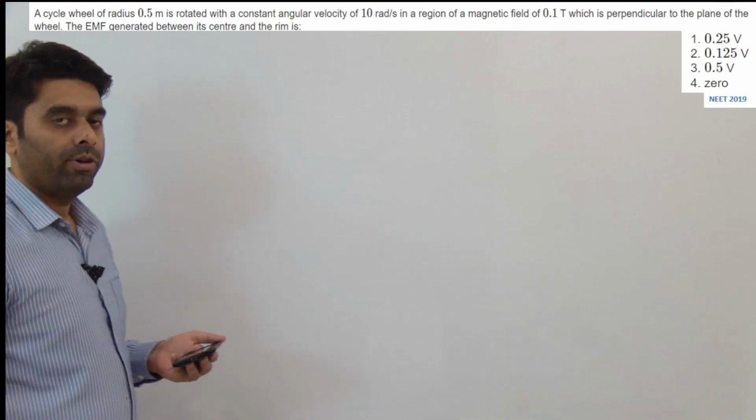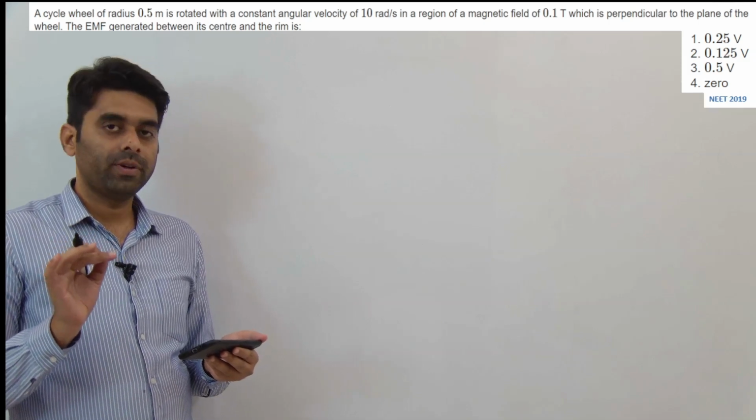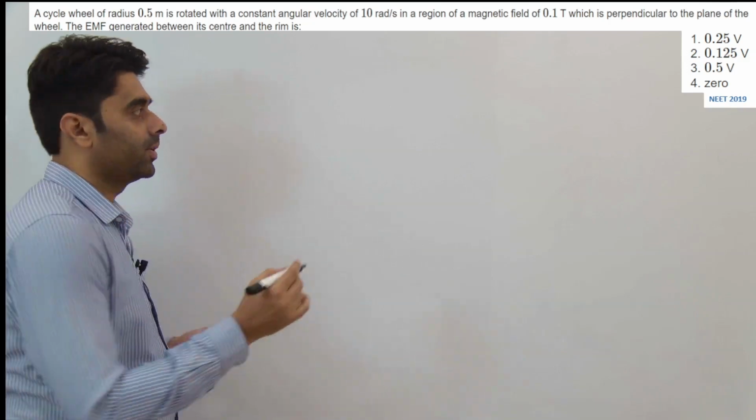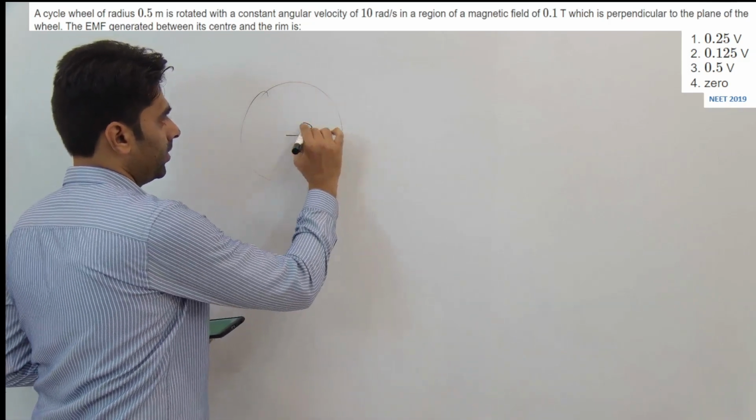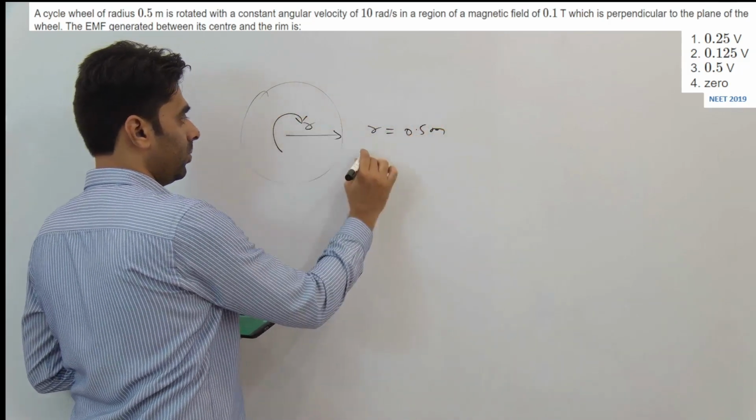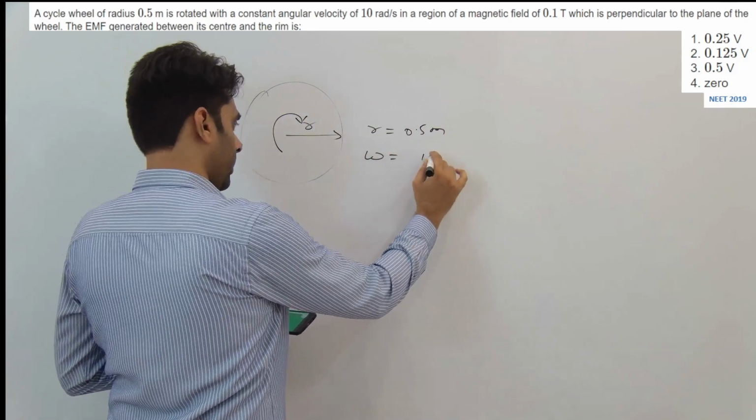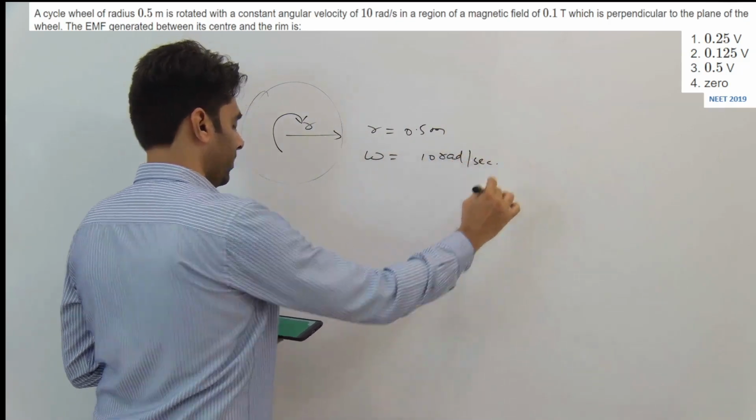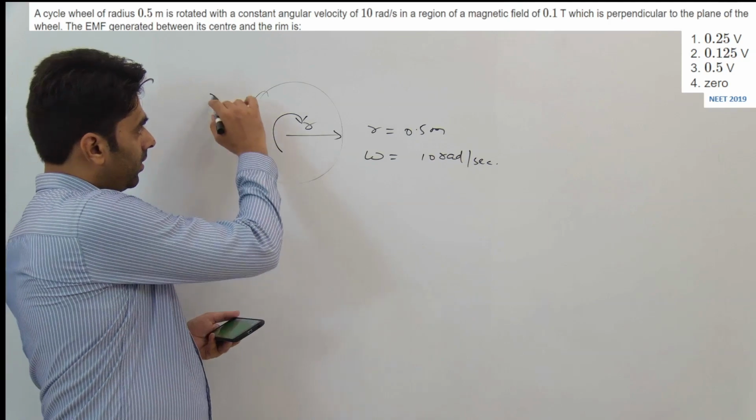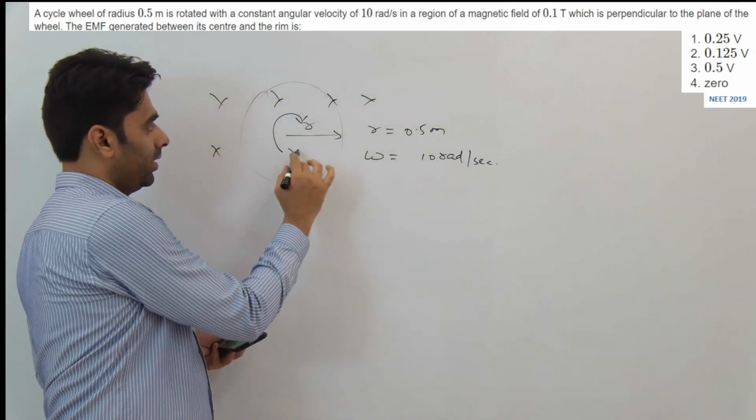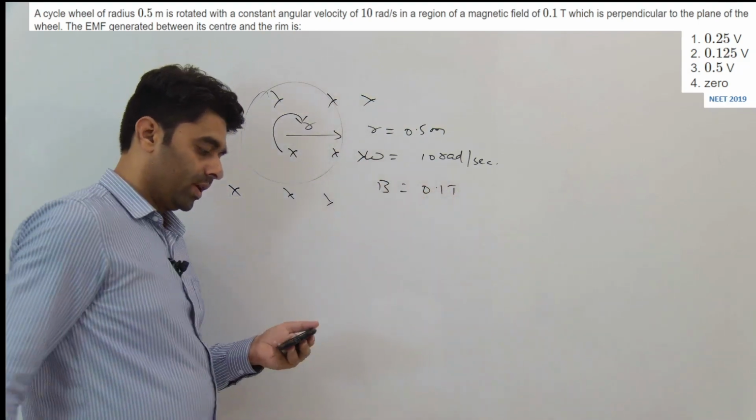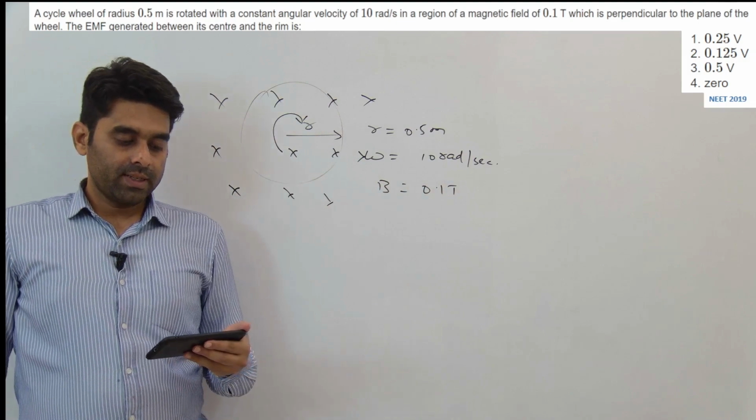Yeah. So the question we have is, a cycle wheel of radius 0.5 meters is rotated with a constant angular velocity of 10 radian per second. Radius is given to us as 0.5 meter and angular velocity omega is given to us as 10 radian per second. Fine. In a region of magnetic field 0.1 Tesla, which is perpendicular to the plane. So let's say this is your plane, magnetic field B is 0.1 Tesla. Fine. The EMF generated between its center and the rim is.